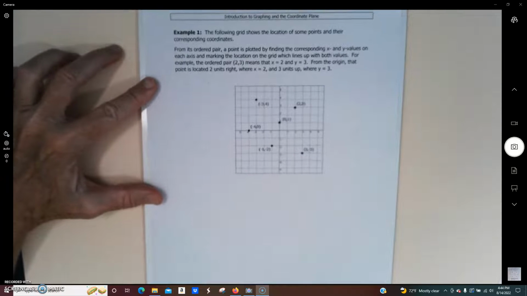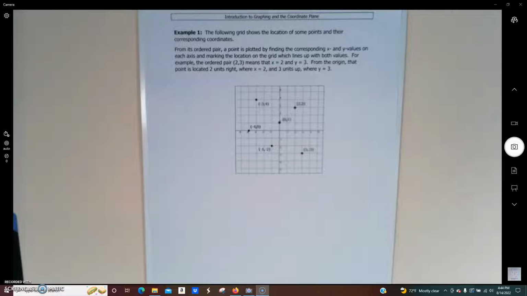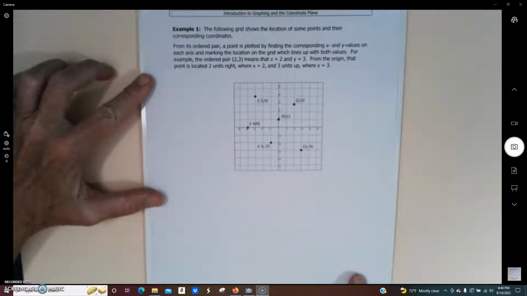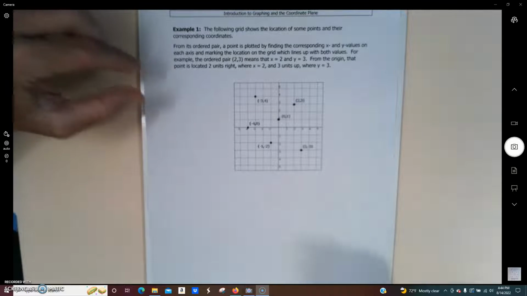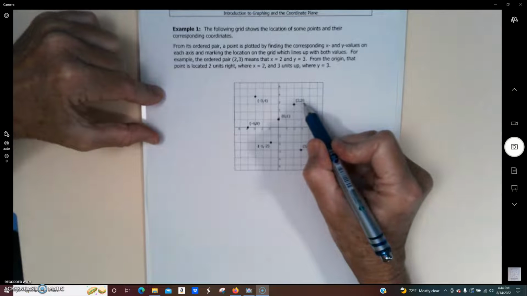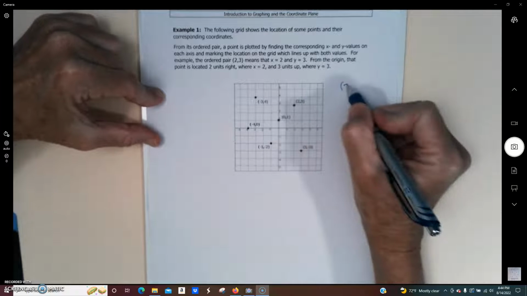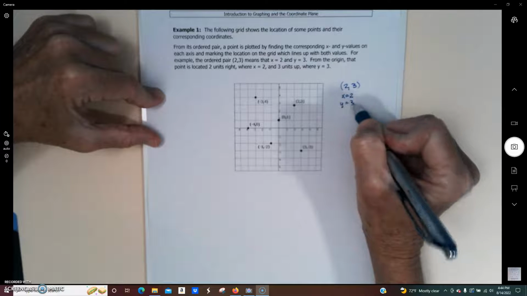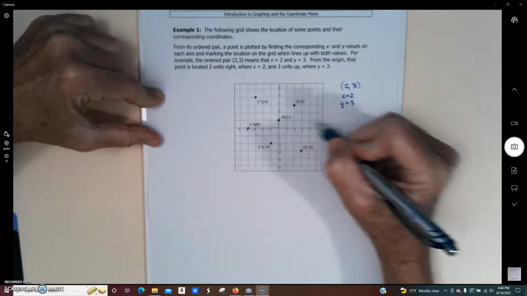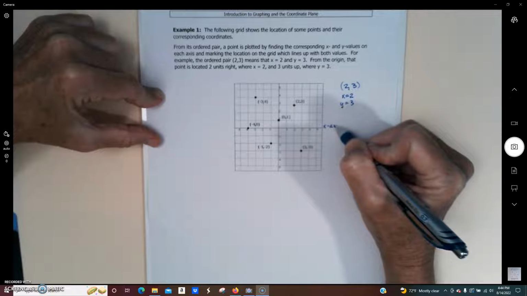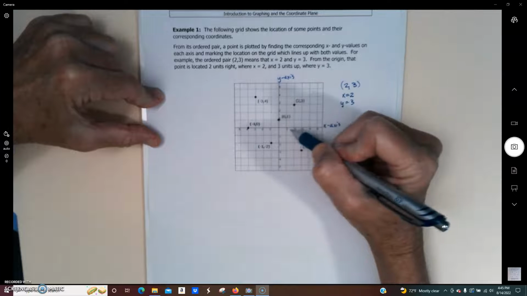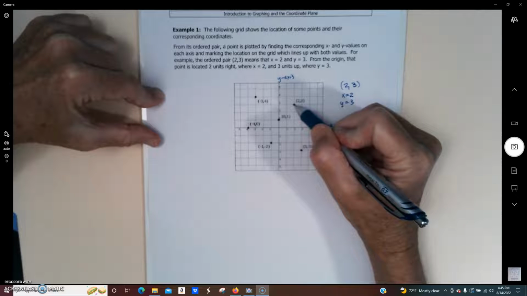For example 1, we're going to look at how a variety of ordered pairs are graphed on the grid. Let's start in quadrant 1 because that's the easiest. For example, the ordered pair 2, 3. That means x is 2 and y is 3. So when we come to where x is 2, remember the x-axis is the horizontal axis and the y-axis is the vertical axis. X is 2 and y is 3 lands on that point.